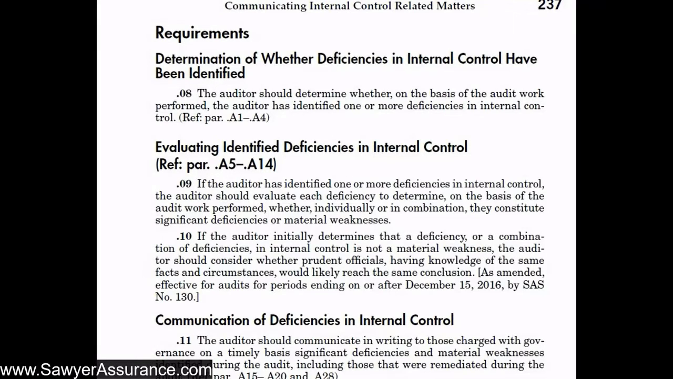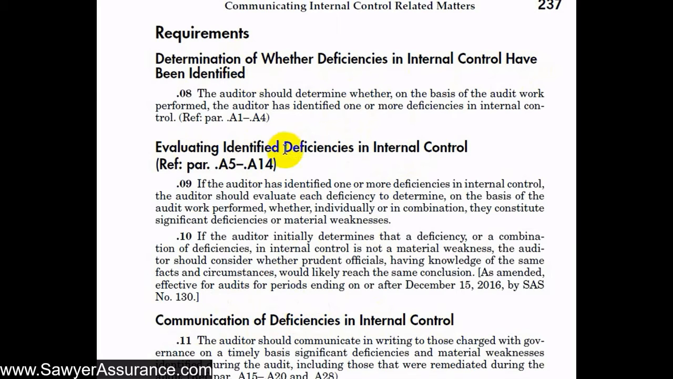Okay, here we're continuing with AUC Section 265 for communicating internal control related matters. And in this particular video, we're starting the section on the requirements of AUC Section 265, and they have it split into three different sections. The first one is determining whether deficiencies in internal control have been identified, and next, evaluating the identified deficiencies in internal control, and then communicating those deficiencies in internal control.